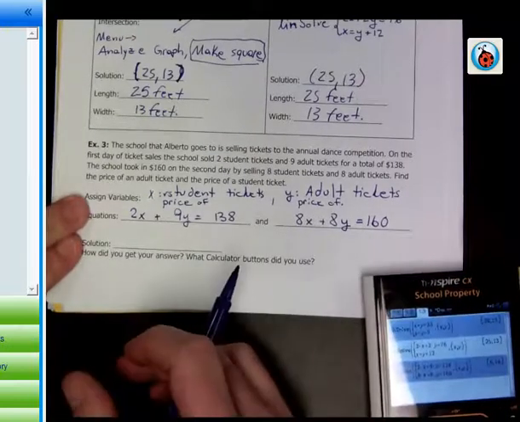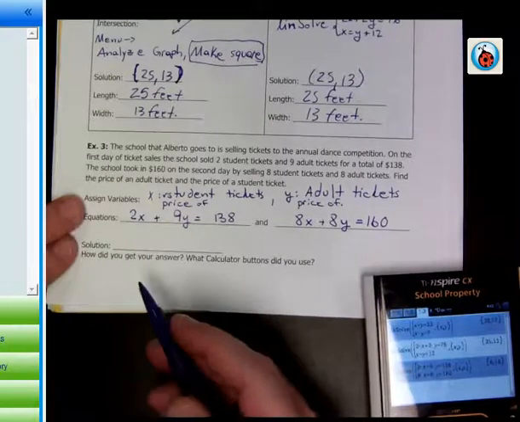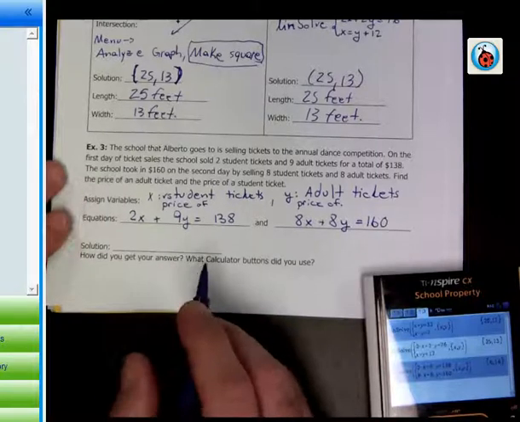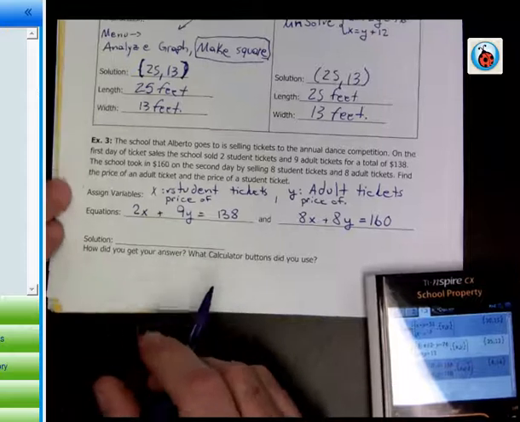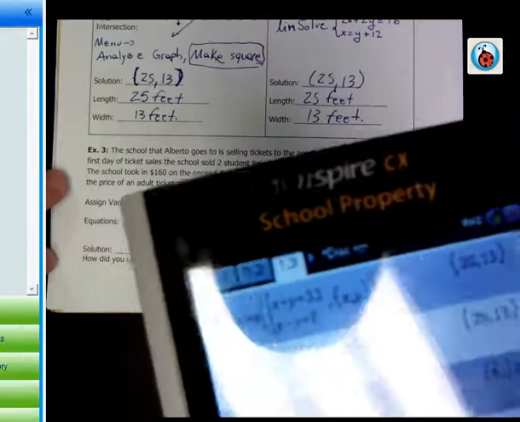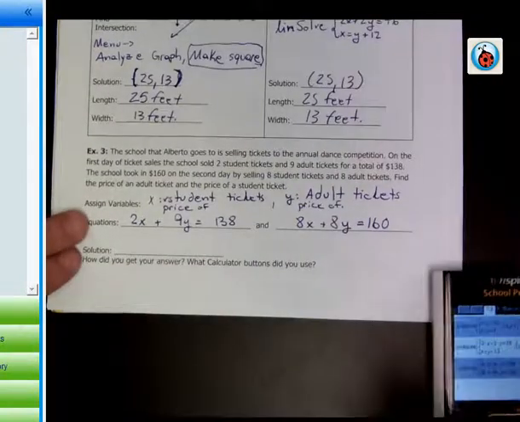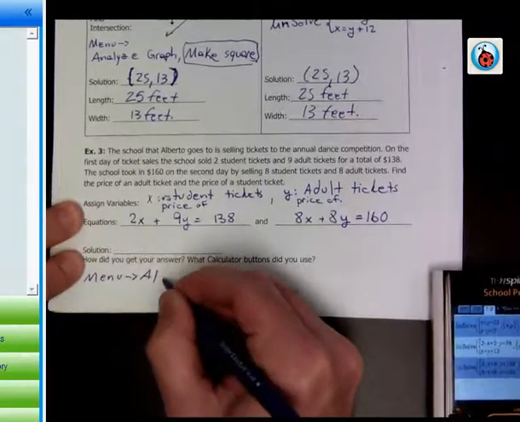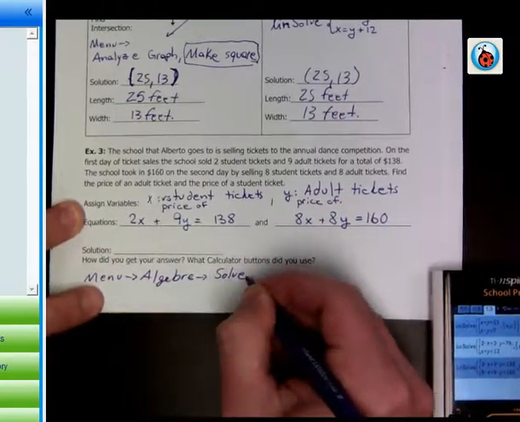Alright, so hopefully you had enough time to work the solution. You should have pressed pause, so you can work these problems yourself before just writing down the answer. So I used the calculator method. So I put in menu, algebra, solve systems. That's the method I use.